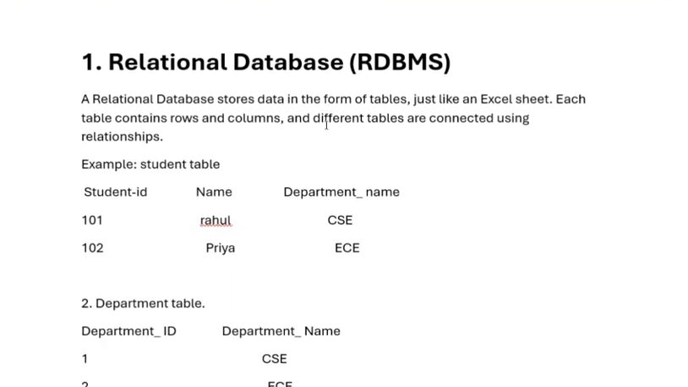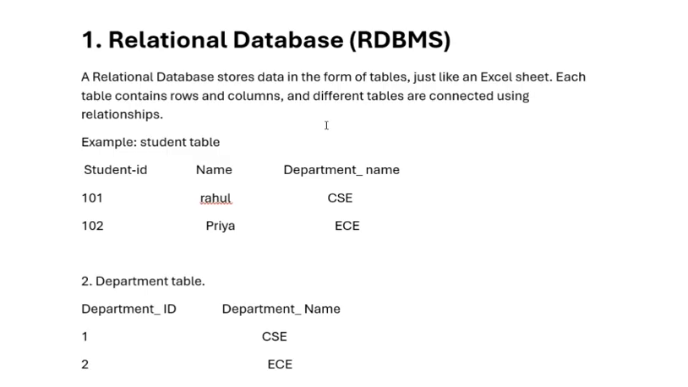First, let's understand the relational database. A relational database stores the data in the form of tables, just like an Excel. Each table contains rows and columns, and different tables are connected using relationships.